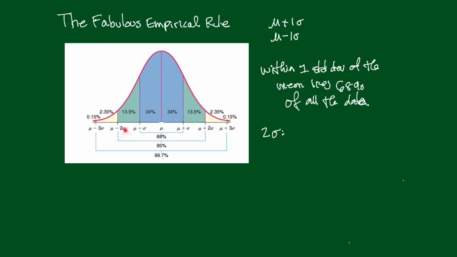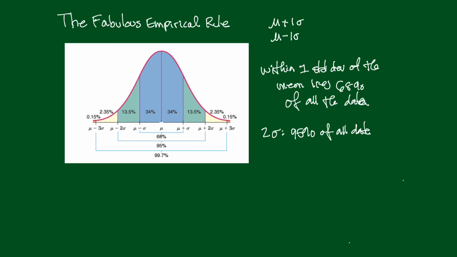You okay with the notation? Mu, the mean, minus two standard deviations. So the mean minus 1, 2. The mean plus 1, plus 2. So if you go over two standard deviations, what do you get? You get 34 and 34 is 68, and this is 27. So what have you got? You've got 95%. If you add those up, you get 95% of all data. So 95% of all the data is within two standard deviations.